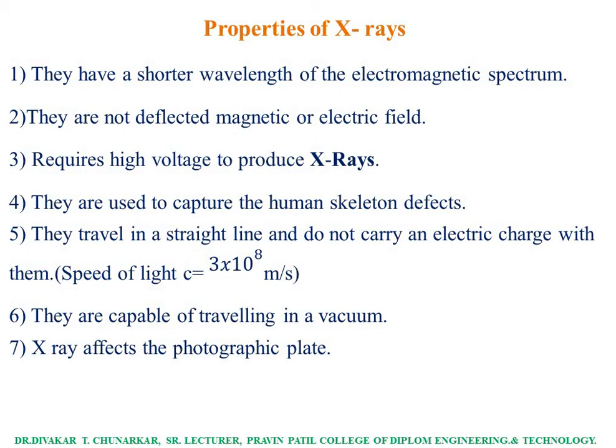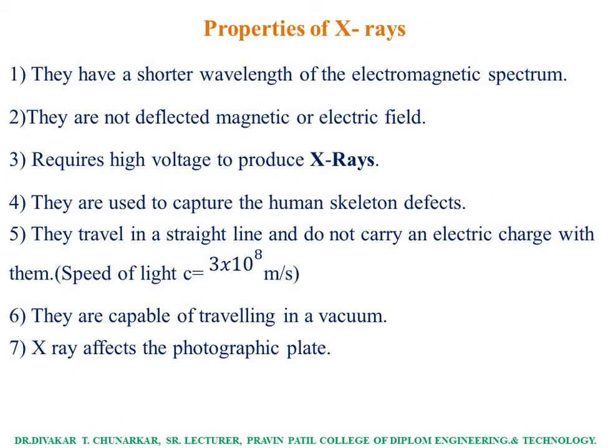The speed of X-ray, keep in your mind, this is important: C equals 3 times 10 to the power 8 meters per second. This is the speed of light, denoted by C. Next, they are capable of traveling in a vacuum tube.